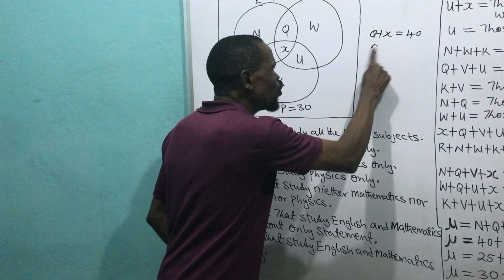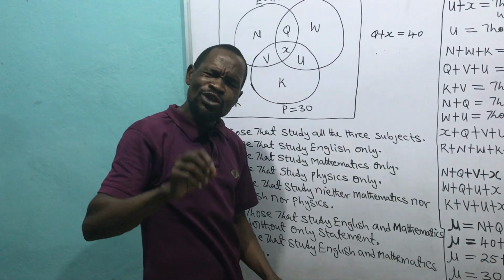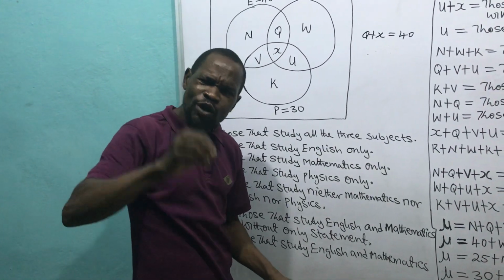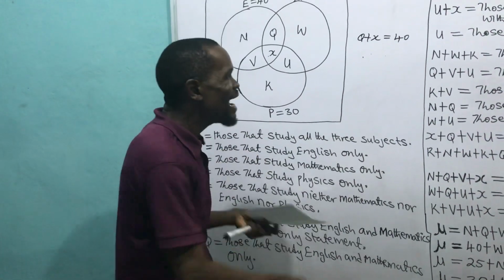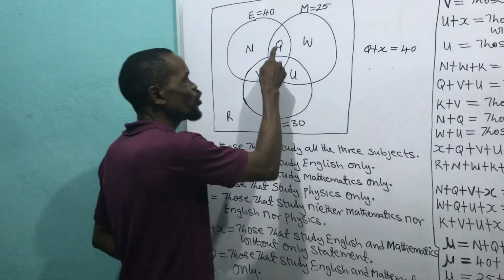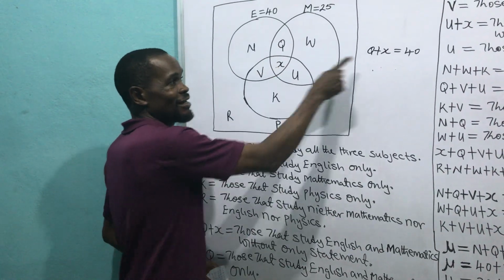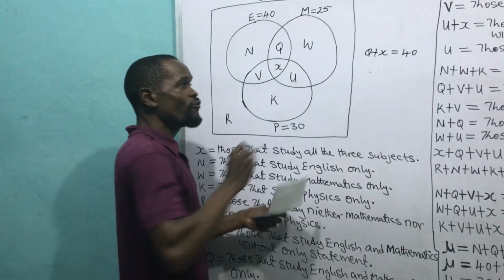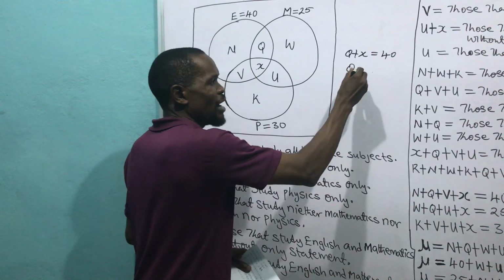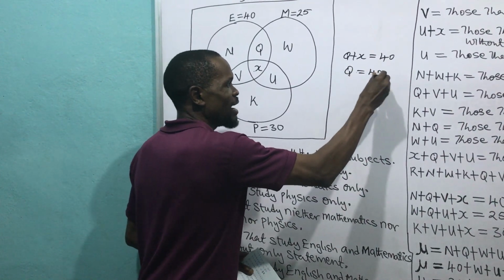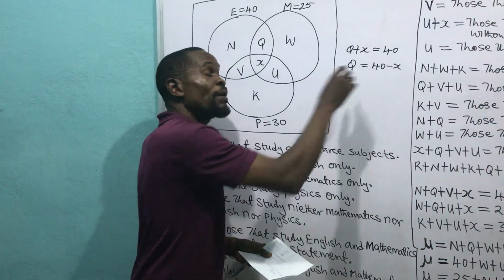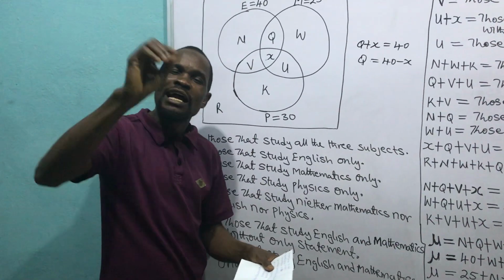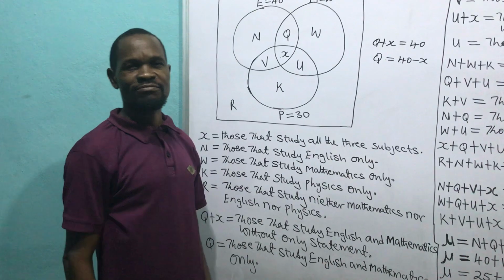But immediately I told you that those that study English, 40 study English and mathematics, I didn't put only. What I have already informed you is that Q plus X is equal to 40. Therefore, if I want to get my Q, I will now set 40 minus X. And that gives me Q, the people that study English and mathematics only.